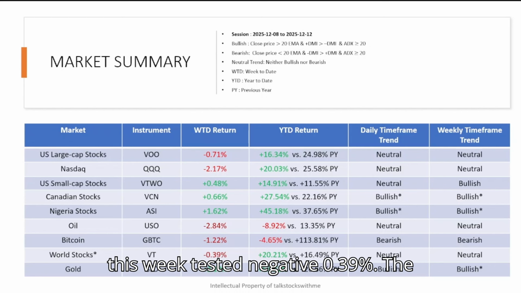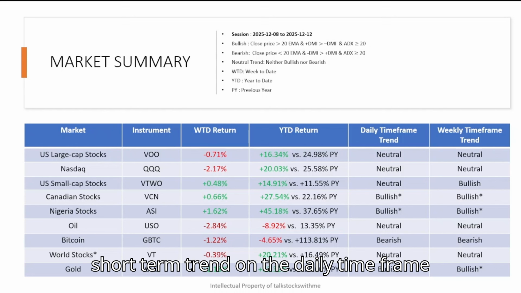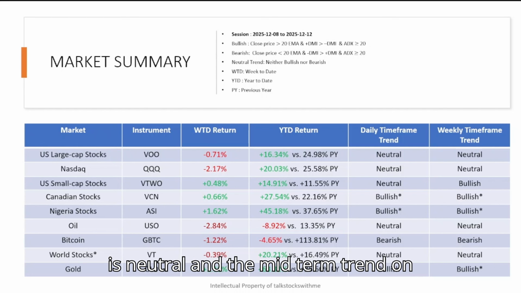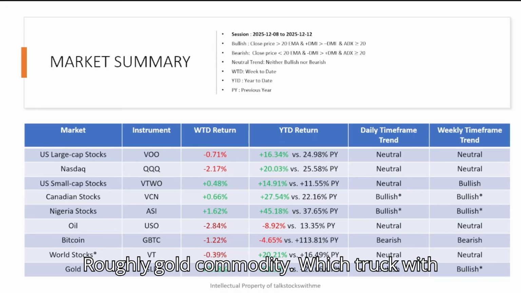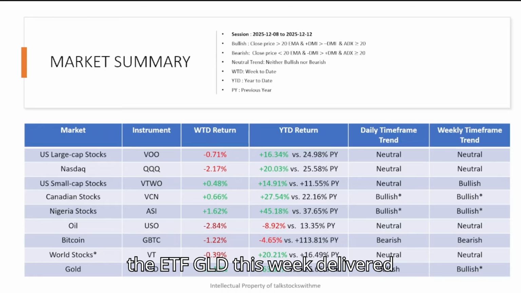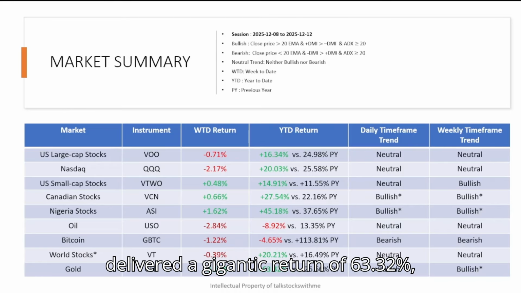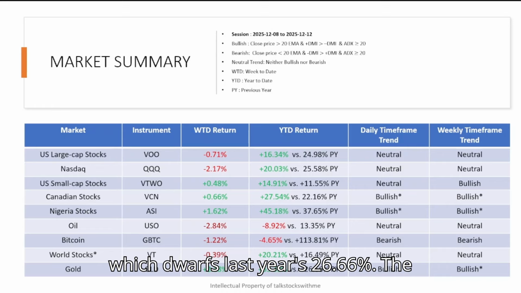When we look at world equities, which I track with the ETF VT, this week posted negative 0.39%. The short-term trend on the daily time frame is neutral, and the mid-term trend on the weekly time frame is also neutral. Lastly, the gold commodity, which I track with the ETF GLD, this week delivered positive 2.18%. Year to date, GLD has delivered a gigantic return of 63.32%, which dwarfs last year's 26.66%.